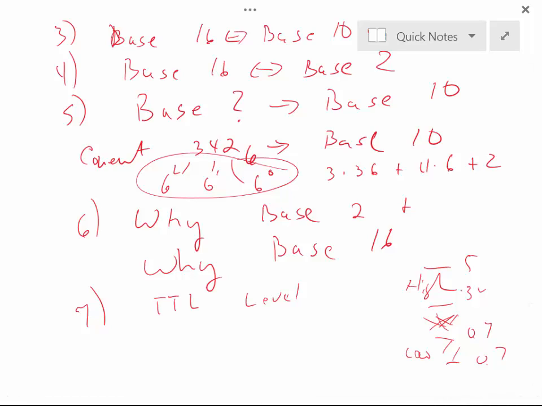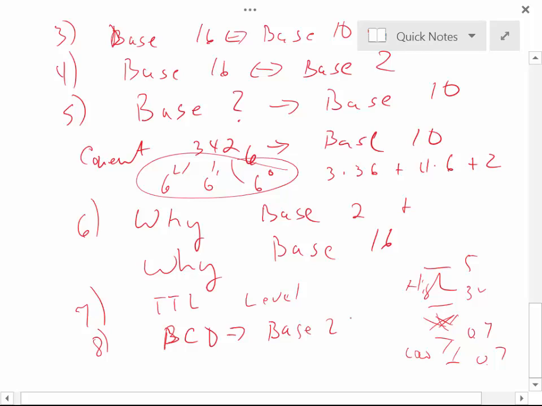Did I talk about BCD numbers with this group? Binary coded decimal. Did I discuss that? I think I did discuss that. I'm going to add that here to a list as BCD to base 2. And let me just spend a second to talk about binary coded decimal in case I didn't. It's a very trivial question and a very easy thing.